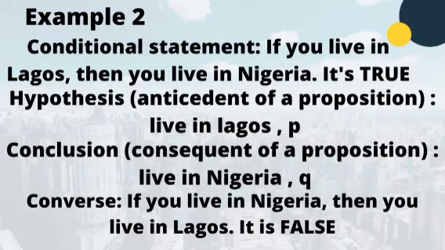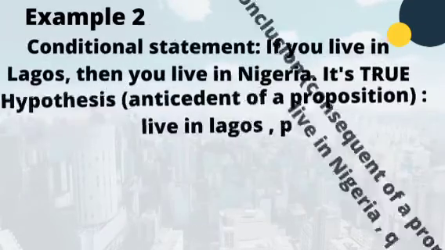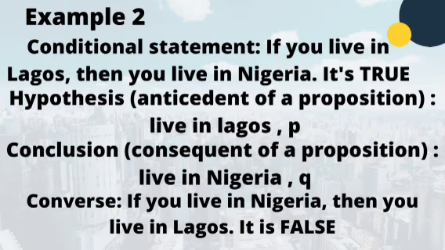Example 2. Given the conditional statement, if you live in Lagos, then you live in Nigeria. Now, is the statement true or false? Let's find out. Living in Lagos means that you are living in Nigeria because Lagos is one of the cities in Nigeria. Converse. What is converse? Converse is the reverse of the conditional statement. And the reverse of that statement is if you live in Nigeria, then you live in Lagos.